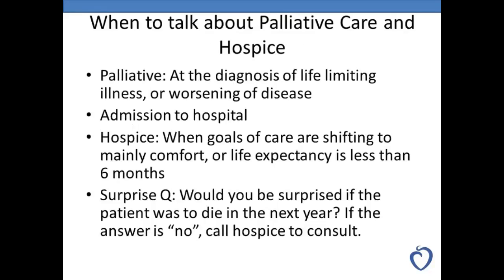So I'm not going to talk about the second case. Let's talk about the practical part, when to talk about palliative care and hospice. For palliative care, we like to talk about it at the diagnosis of a life-limiting illness or worsening of disease. So you don't have to wait till the end of life, but you need to start talking about palliative care and how it can help you at the beginning. If you did not do it at that time and the patient gets admitted to the hospital, that would be a good time to talk about it.